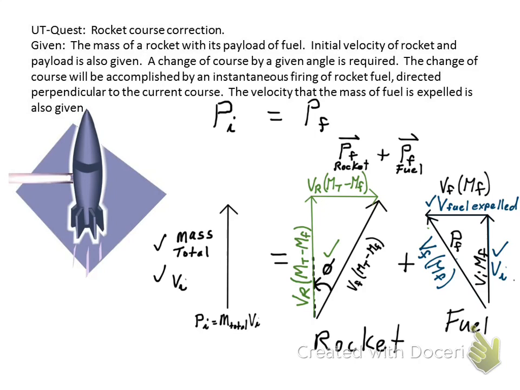All right, now here is the key to solving this problem. Let's note that initially I had no momentum to the left or to the right. So in my final momentum, I can have no momentum to the left or the right. In order for that to happen, these two vectors have to cancel each other out. I have to have zero momentum to the left and to the right. What I'm going to do now is make a vector substitution. I'm going to take this momentum vector of the fuel, the V final of the fuel times the mass of the fuel, and make it a substitution for the side opposite of the vector triangle for the rocket. All right, let's go to the next slide and see what that little vector diagram is going to look like.